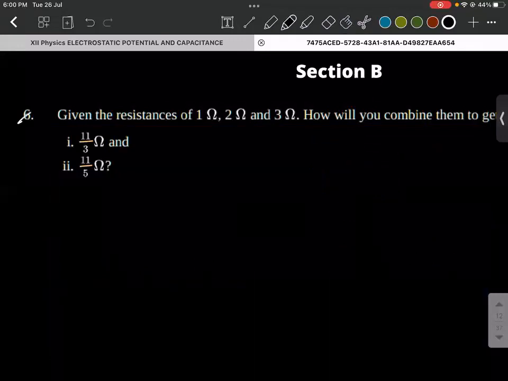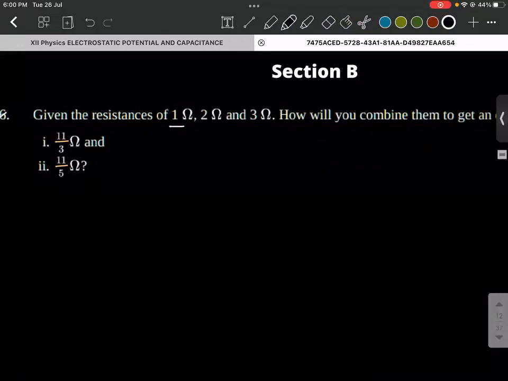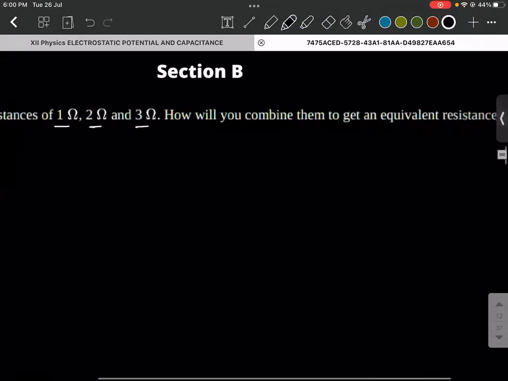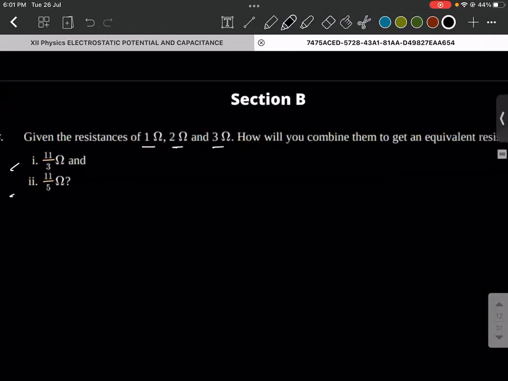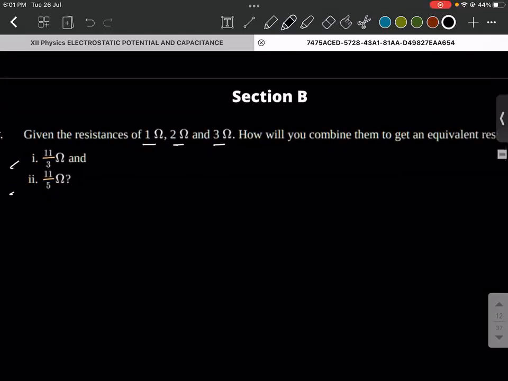One last question. Given the resistances 1, 2, and 3, how will you combine them to get an equivalent resistance of 11 by 3 and 11 by 5? The logic is, when multiple resistors are given to you, if you want a resistance value higher than all the resistors given to you, you need to connect them in series. If you want a resistance which is less than all the values given to you, all of them should be connected in parallel. But if it is an intermediate value, then you need to have a mixed combination. When you think of mixed, you need to find out which ones to connect in series and which in parallel. How to proceed?